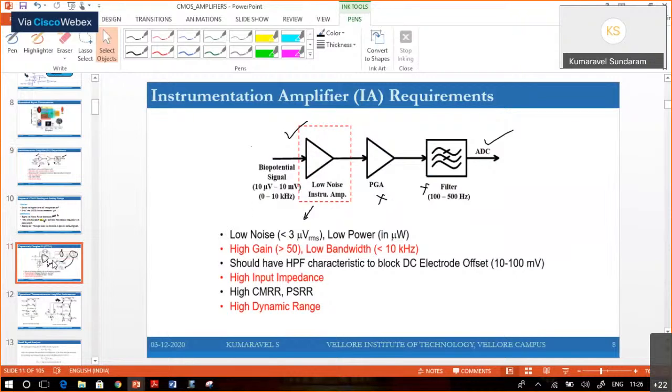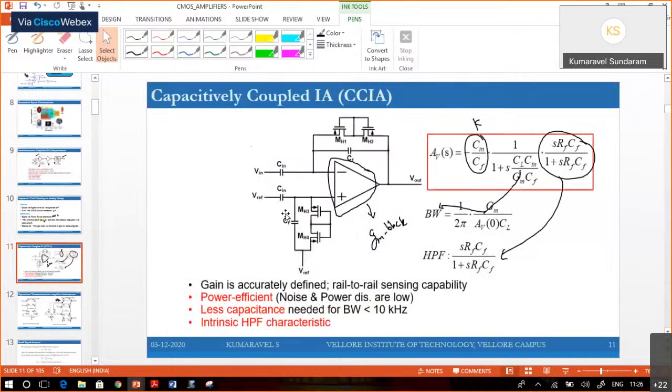So that high pass filter characteristic is given over here: this MH1, MH2, this CF. This will remove the DC electrode offset, which is contributed by the electrode skin interface that generates a voltage called the electrode offset voltage.